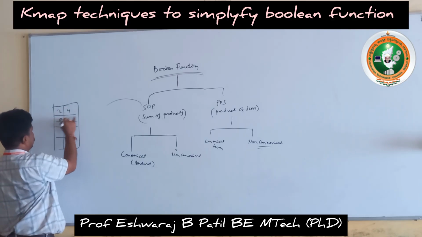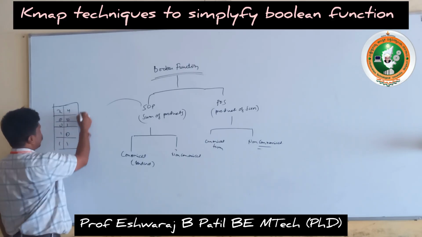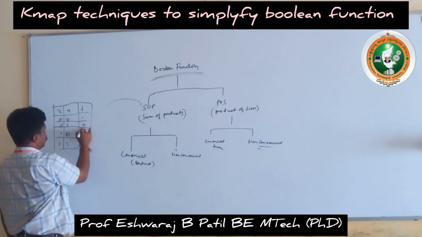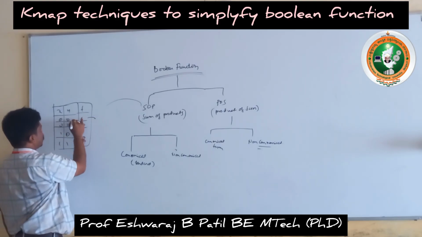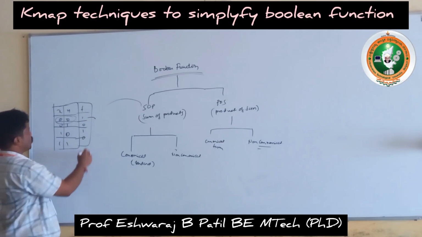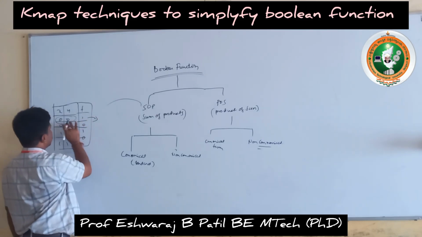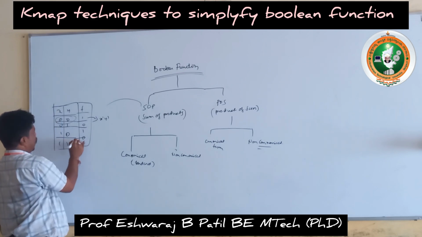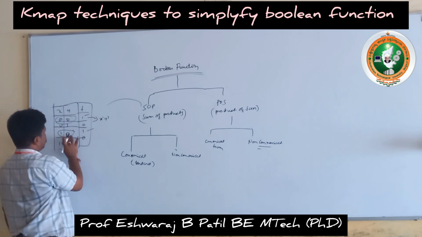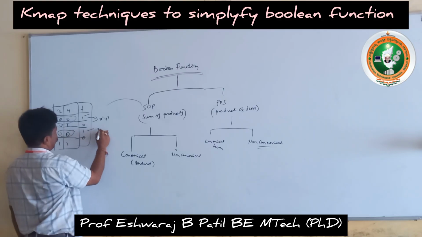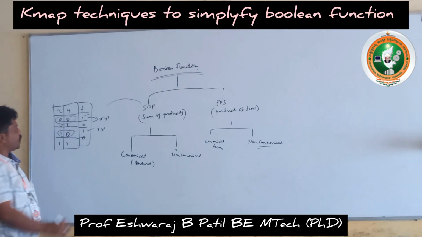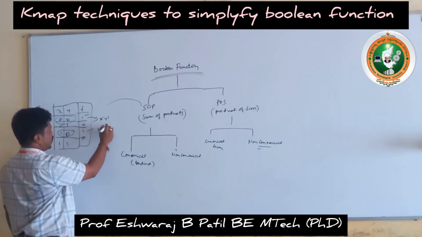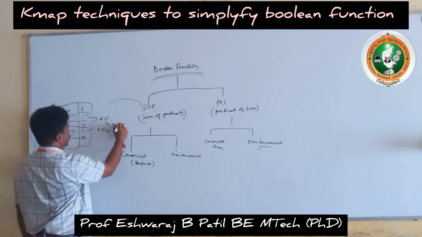X and Y are there: 0 0, 0 1, 1 0, 1 1. If the Boolean function has these terms as the high positions, the remaining cells are 0. Then for this combination of binary values, the Boolean terms are x dash y dash, and x y dash. Yes or no? This we call the min terms. That is f of x y, and these terms are called the min terms.